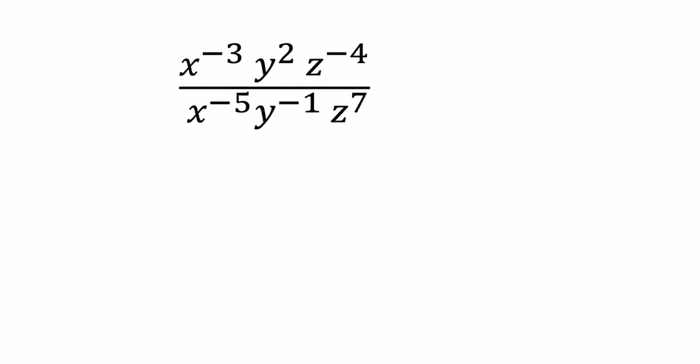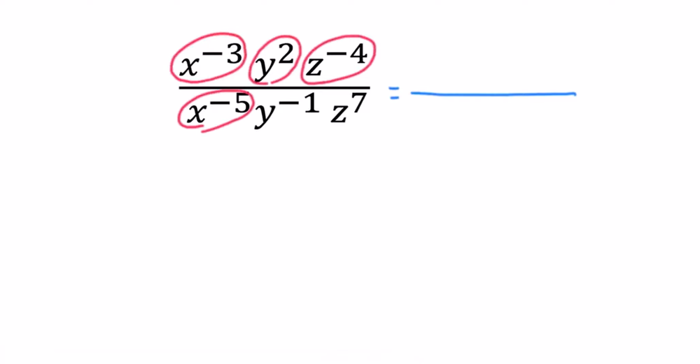X to the negative 3, y to the 2nd, z to the negative 4, over x to the negative 5, y to the negative 1, z to the 7th. So again, take care of the negative exponents first. So we have negative 3 is for the x, 2 is for the y, negative 4 is for the z, negative 5 is for the x, negative 1 is for the y, and 7 is for the z.